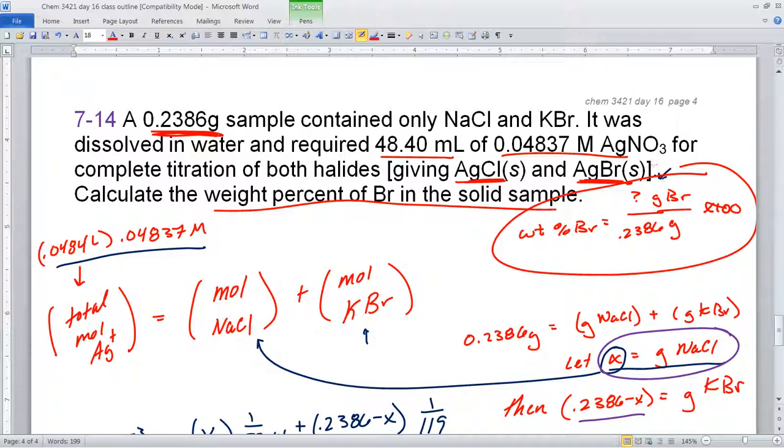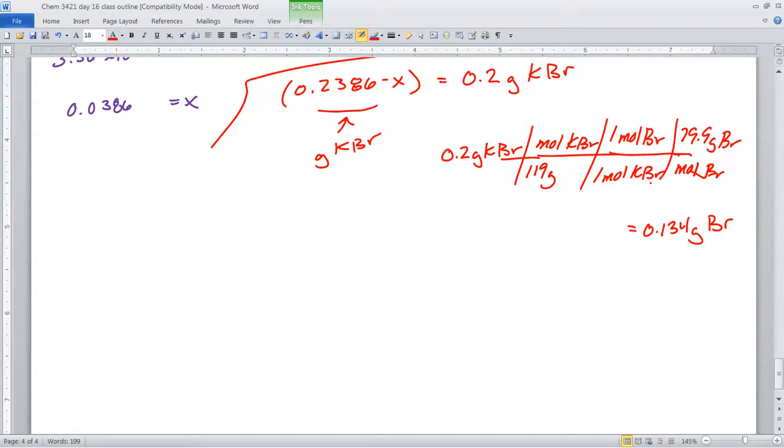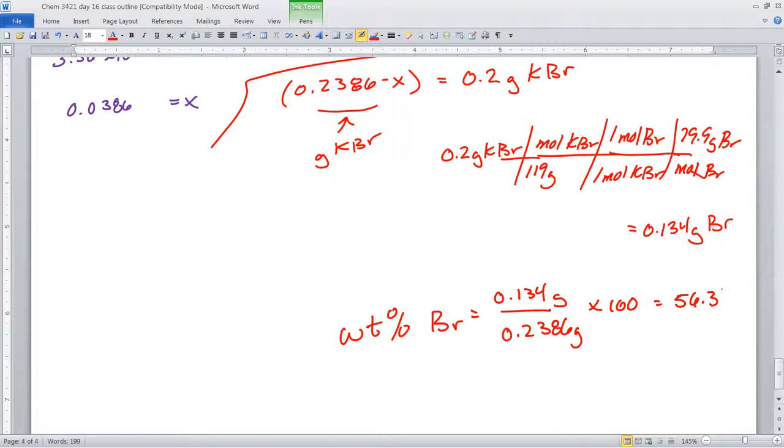So I can finally do my weight percent. Grams of bromine over the total sample times 100. About 56.3% bromine. So there you go.